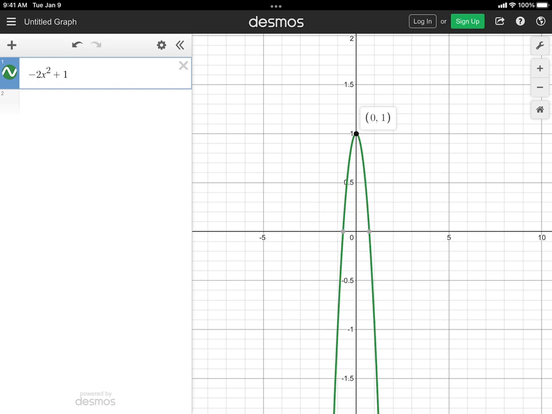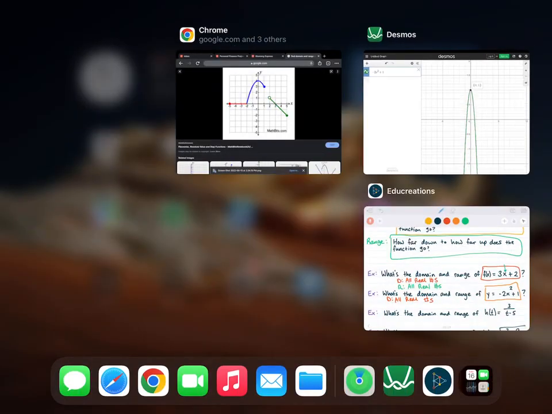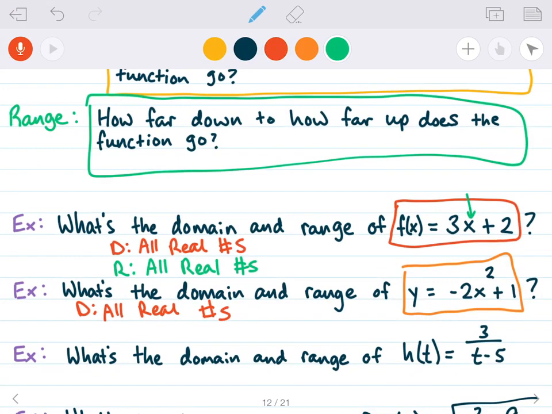So how can we say this? We can say that anything less than or equal to 1 is in the range. So since range is output, that's our y. So y is going to be anything less than or equal to 1.